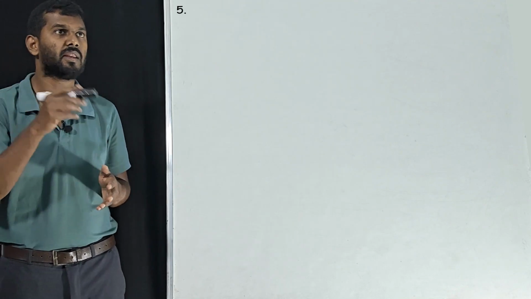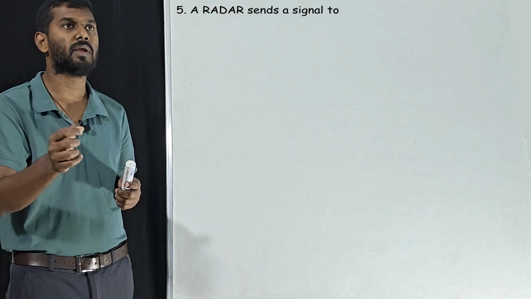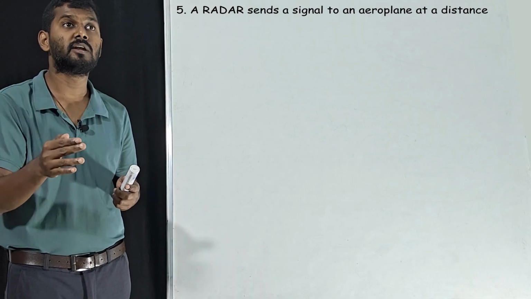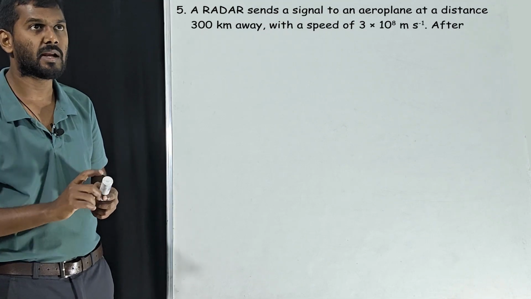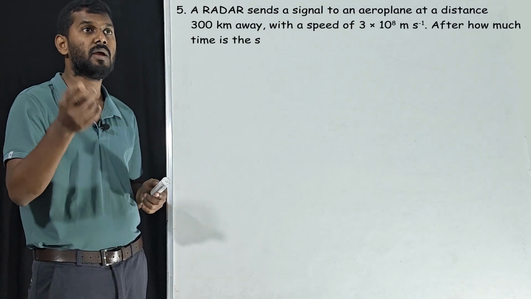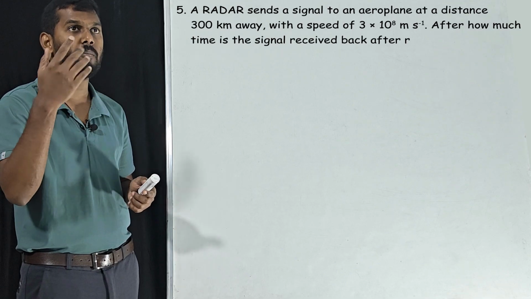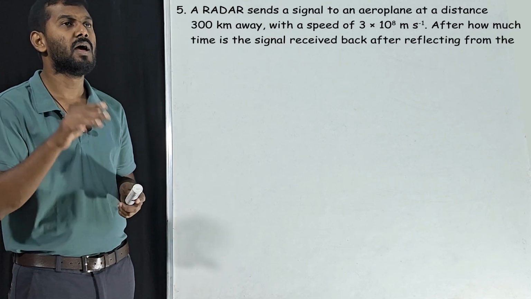Our next question: a radar sends a signal to an aeroplane at a distance 300 km away with a speed of 3 into 10 power 8 meter per second. After how much time is the signal received back after reflecting from the aeroplane?